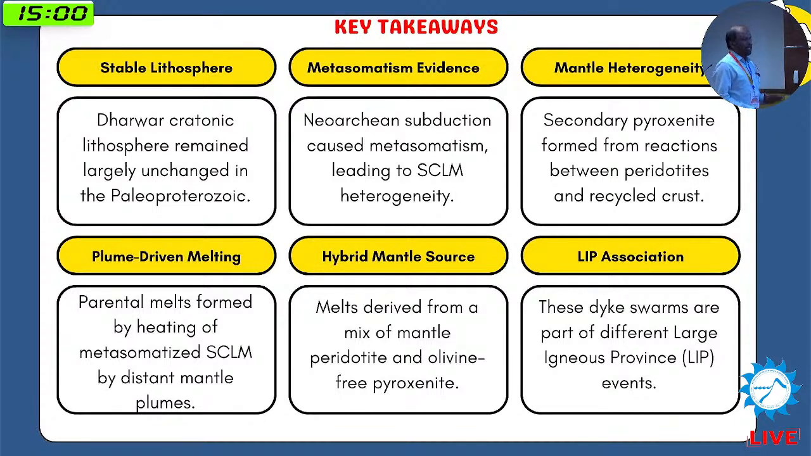So these are my key takeaways. Stable lithosphere during the Paleoproterozoic, with metasomatic evidence in the Dharwar Craton. The mantle of the Dharwar Craton is heterogeneous due to subduction. The dikes in the Dharwar Craton are basically plume driven, or the mantle source is hybrid, and these dikes suggest an association with different large igneous provinces.